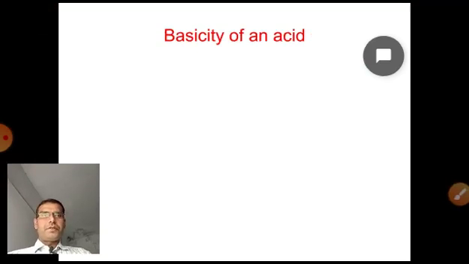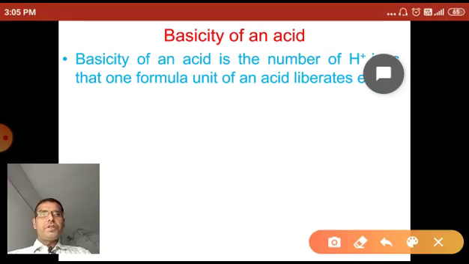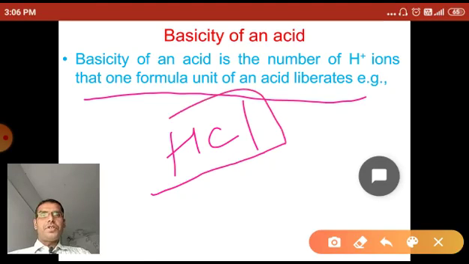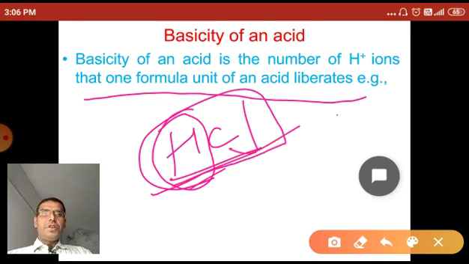Now the basicity of an acid. What is the basicity of an acid? Basicity of an acid is the number of hydrogen ions that one formula unit of an acid liberates. As for example, in the case of HCl, hydrochloric acid, one formula unit is HCl. So in this case, one H+ ion will get liberated in the presence of a base. So the basicity of hydrochloric acid is 1 because it liberates one H+ ion in the presence of a base.